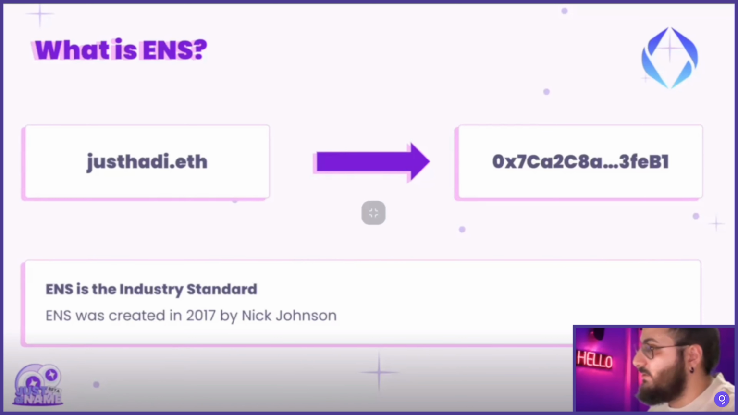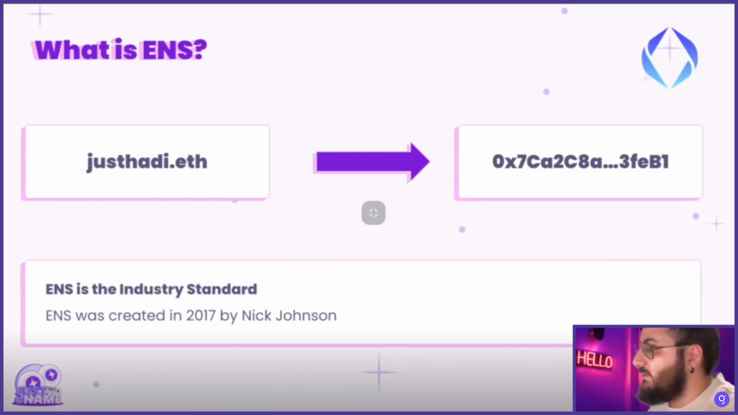Now that you know what ENS does, let's discuss some of its features. ENS does more than just replacing addresses. It allows users to attach various pieces of metadata to their name. For instance, you can add your social media accounts or any other information that you want. This turns your ENS name into a comprehensive profile. So as you can see in my profile, I have my GitHub account, my X account, my Telegram, and my email address all attached to my ENS name.